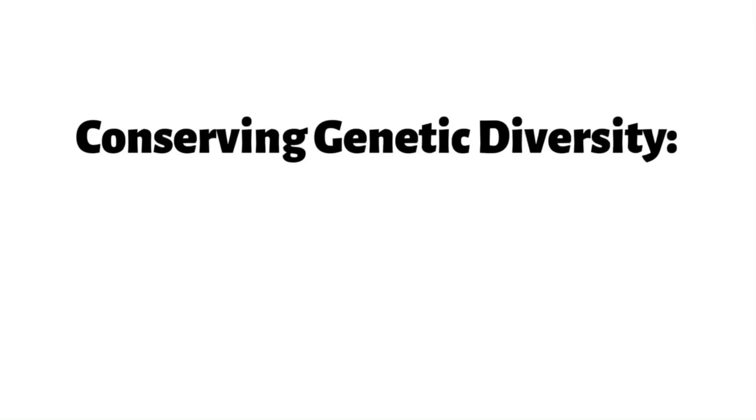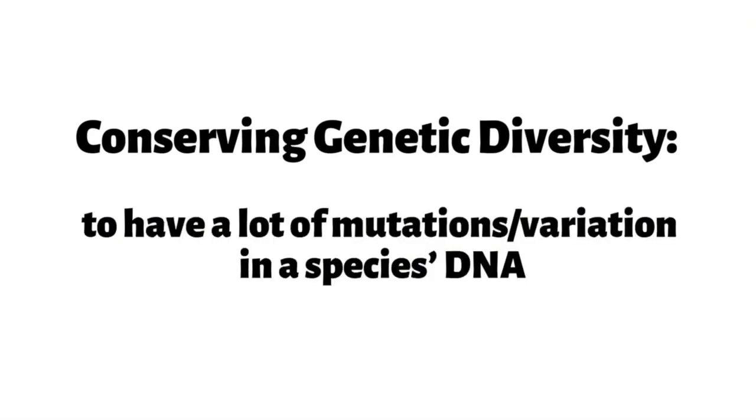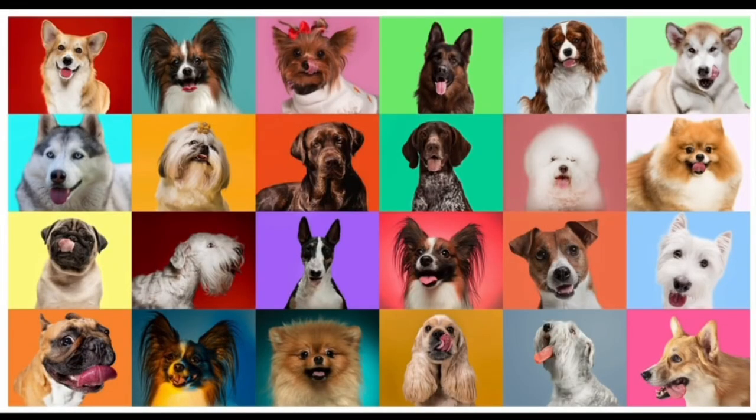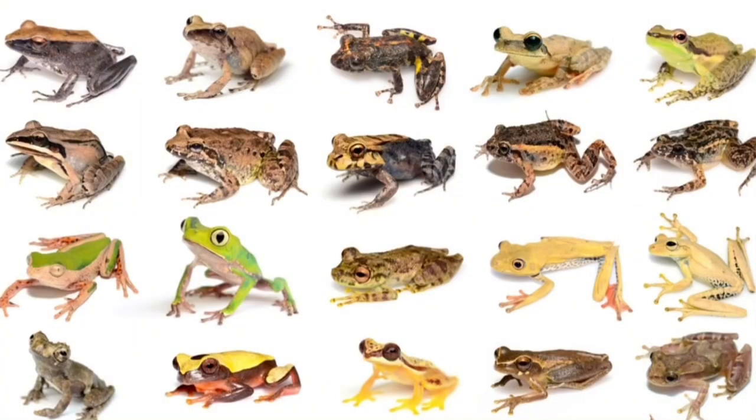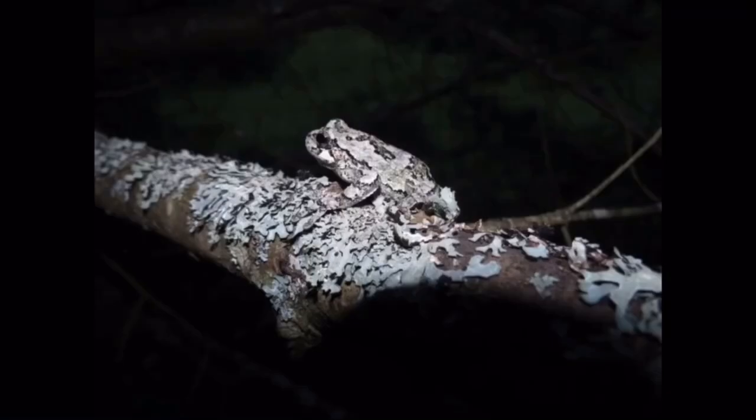Conserving genetic diversity means to have a lot of mutations or variation in a species' DNA. This causes differences in important traits that can impact the adaptability of the organism to the environment. Thus, the more diverse the gene pool of the species is, the more likely the species would survive the changing environment. A classic example is the peppered moth in Britain.